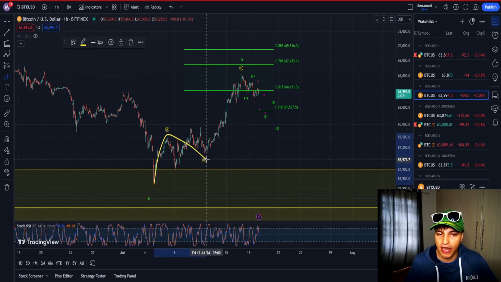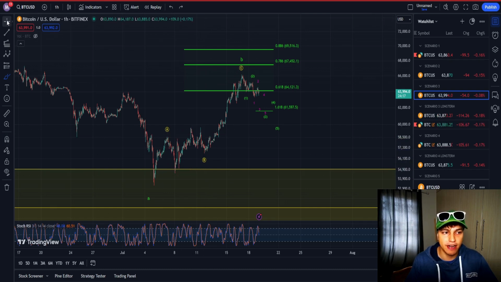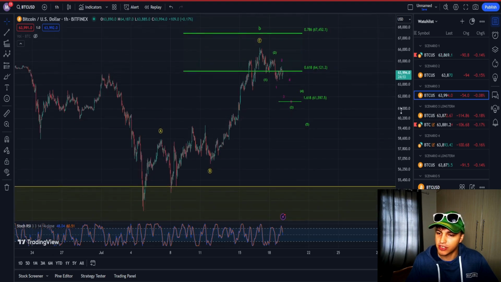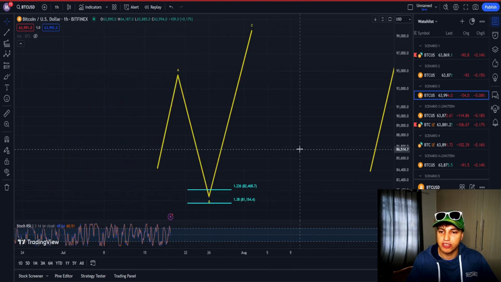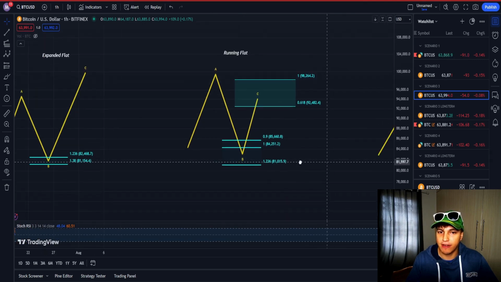So as you can see here, we had a general A, B, C, B being a running flat. Now, in a running flat, I can show you some more. In a running flat, we have this, being a running flat here.